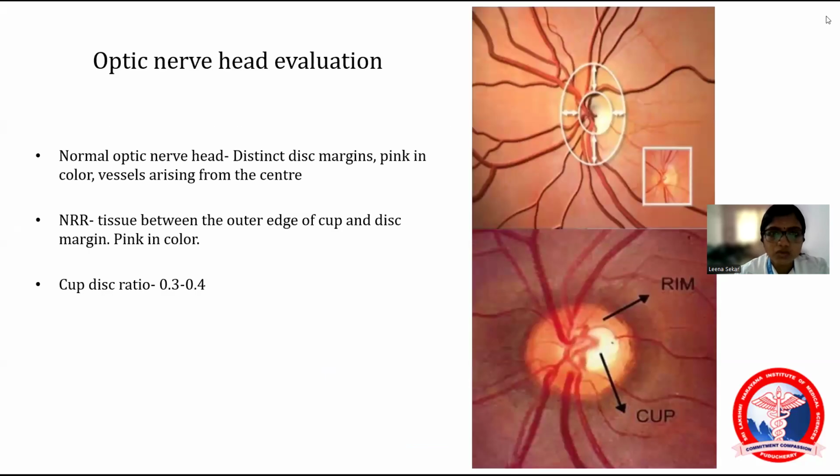Next, we have to move on to optic nerve head evaluation. A normal optic nerve head has distinct disc margins, pink in color, and vessels will be arising from the center. The neuroretinal rim is the tissue between the outer edge of the cup and the disc margin. Always the neuroretinal rim is pink in color. Cup disc ratio is normally 0.3 to 0.4.